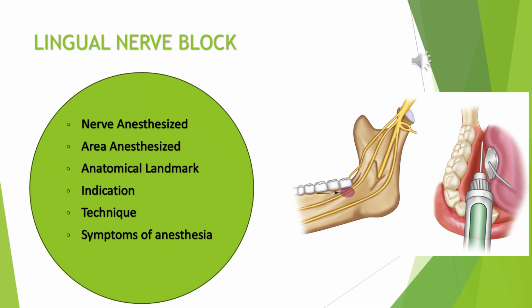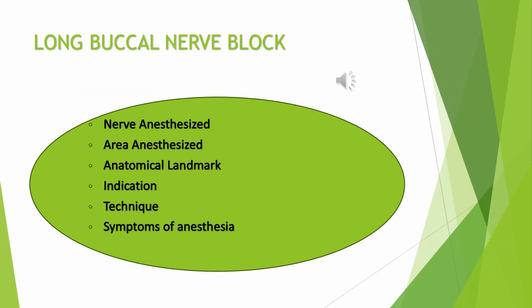For the symptoms of anesthesia, tingling and numbness on the anterior two-thirds of the tongue will be there, and for an objective symptom we need instrumentation to demonstrate the absence of pain sensation. Then we come to the long buccal block, that is the buccinator nerve block, which anesthetizes the buccinator nerve branch of the mandibular nerve, which in turn anesthetizes the buccal mucous membrane and mucoperiosteum of the mandibular molar area. For this block, we follow anatomical landmarks.